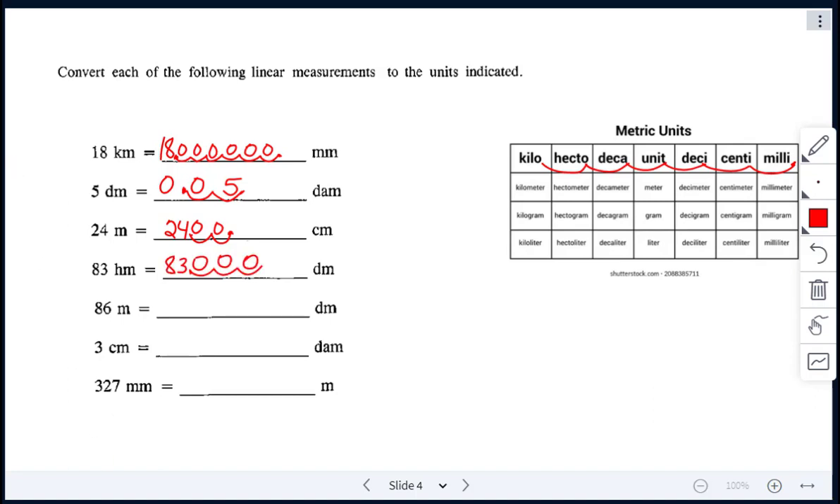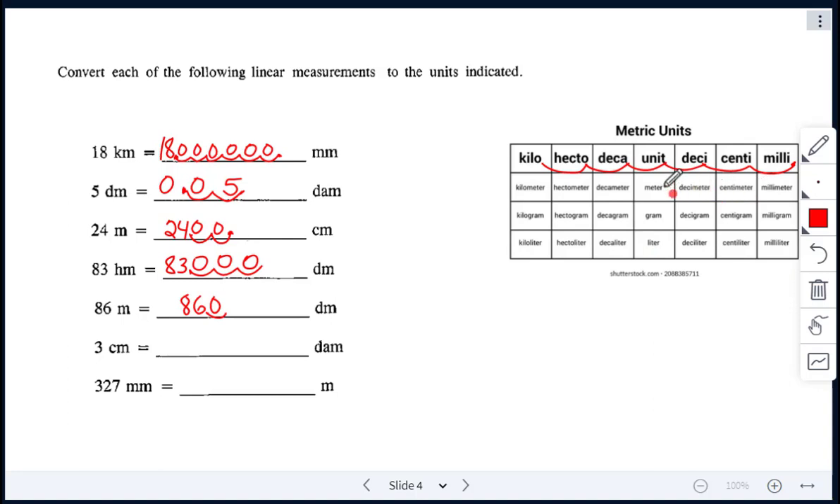Okay, so next we have 86 meters, and we need to change it to decimeters. So meters is here, decimeters is here. We're just moving 1 to the right. So 86, the decimal point is currently right there. We're moving 1 to the right like this, and that becomes 860 decimeters.